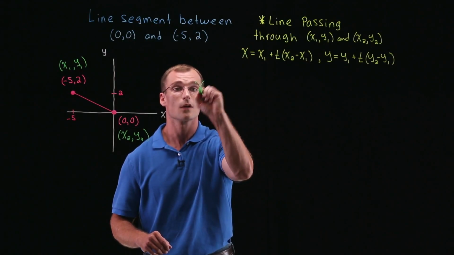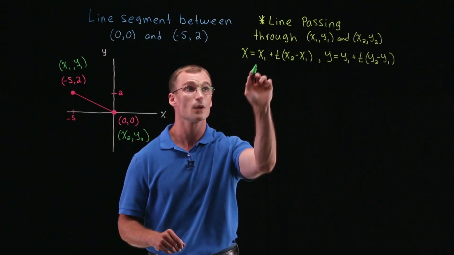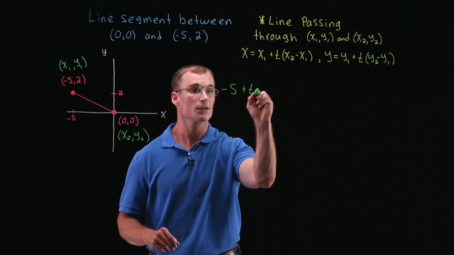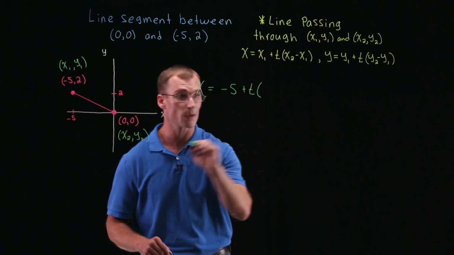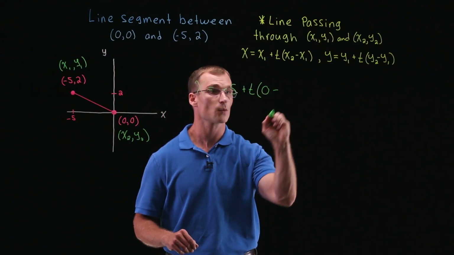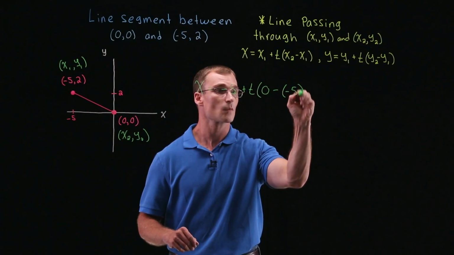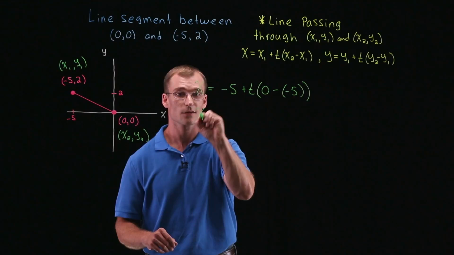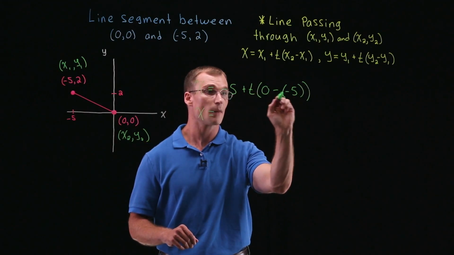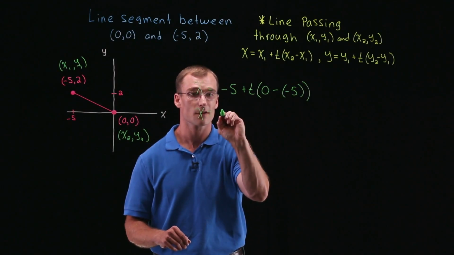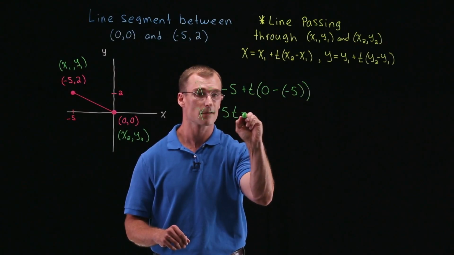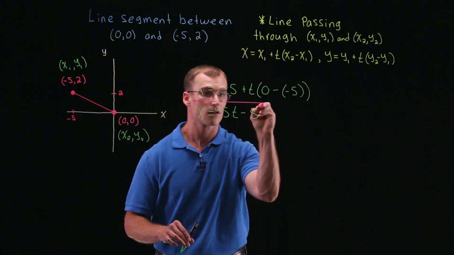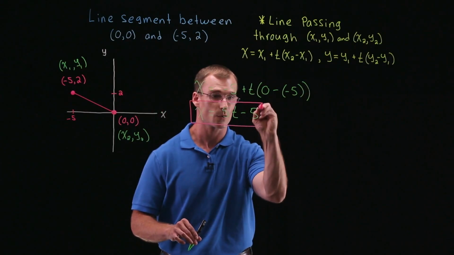So, okay, taking a look. x is equal to x1, which we have as negative 5, plus t times (x2, which we have as 0, minus x1), which again is negative 5. So just simplifying this, x is going to be equal to 0 minus a negative 5, which is just a positive 5. So we can write this as 5t minus 5. So there's one part of our parametric equations.